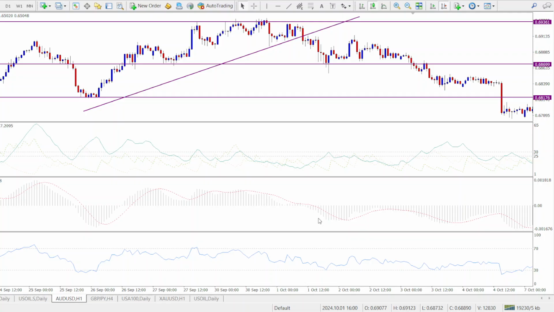And please, this strategy works better in a trending market. All right? Do not use this strategy in a ranging or consolidating market because you will likely get false signals. So stick with the trending market when using this combination. All right? The combination of these indicators, this particular strategy.